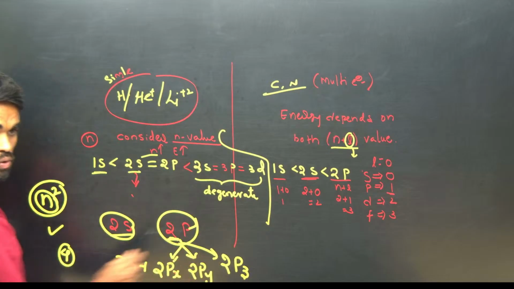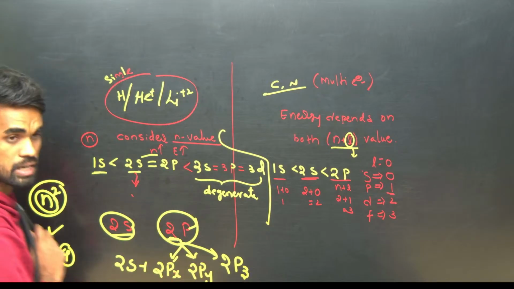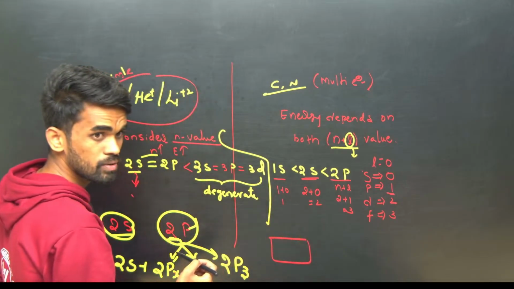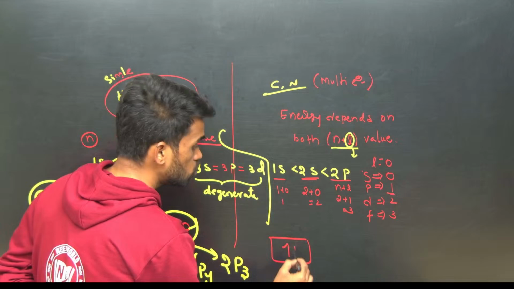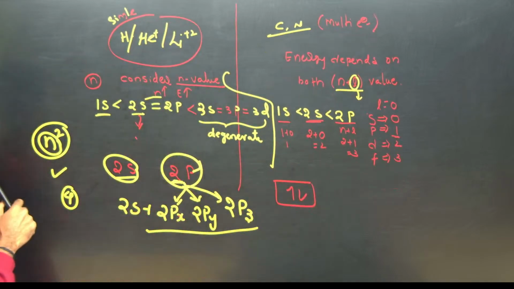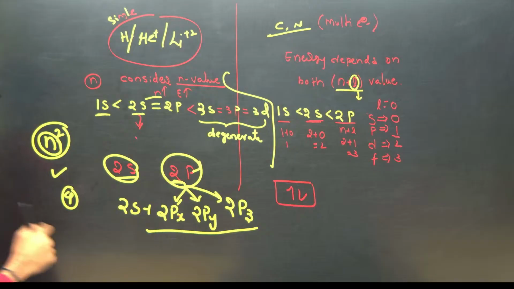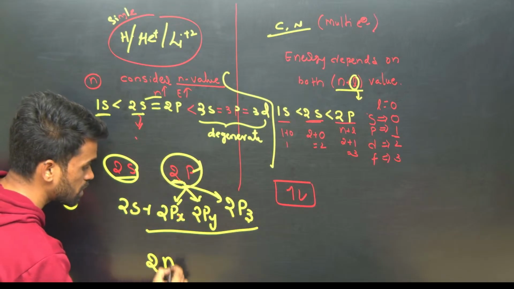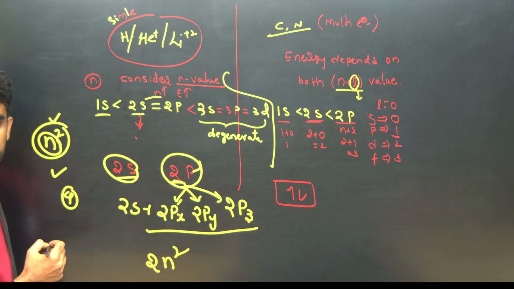1, 2, 3, 4. Okay, like that you need to calculate. Now, each orbital can accommodate how many electrons? It can accommodate 2 electrons. So the maximum number of electrons possible in an nth shell is 2 into n square. In the nth energy level, the maximum electrons possible, you should say 2n square.